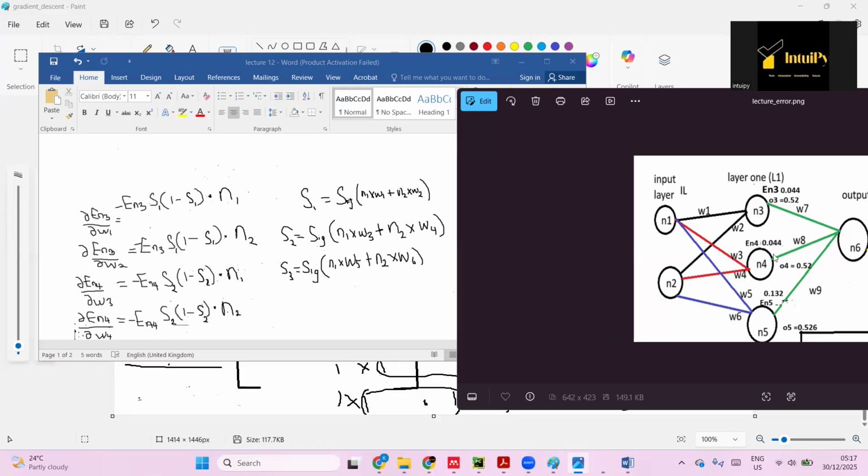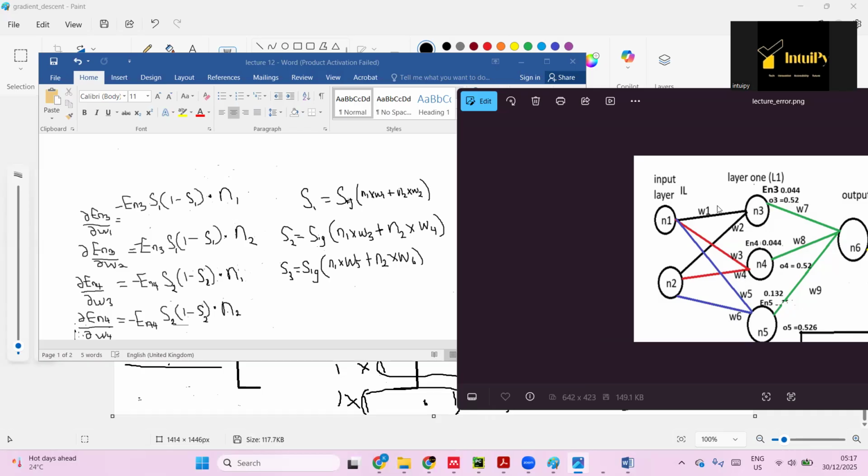EN3, EN4, and EN5. And as you can see on my left-hand side, you can see now how much do we need to adjust W1 such that EN3 is reduced. So this equation would help us solve that. You can see minus EN3. So we're looking at how much to adjust W1.